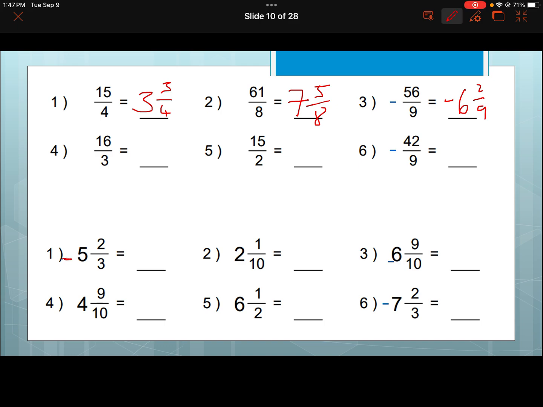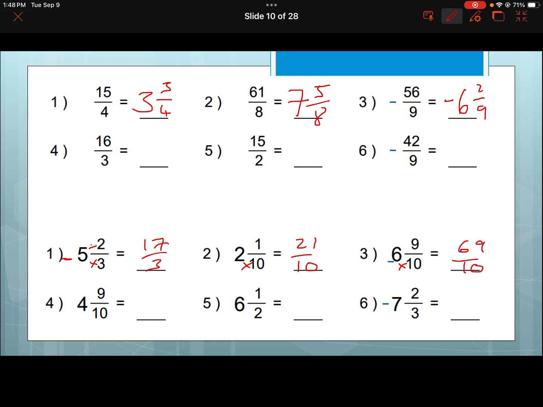This one here. I will put up the answers for the rest. I'm just not going to go through them all. So again, you're going to do 5 times 3, which is 15, plus 2, which is 17. And so it's going to be 17 over 3. You're going to do 2 times 10, which is 20, plus 1 is 21 over 10. And then you're going to do 6 times 9, which is 60, add 9 is 69 over 10.